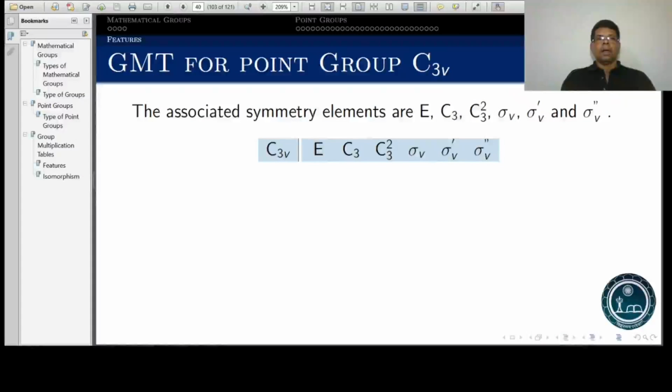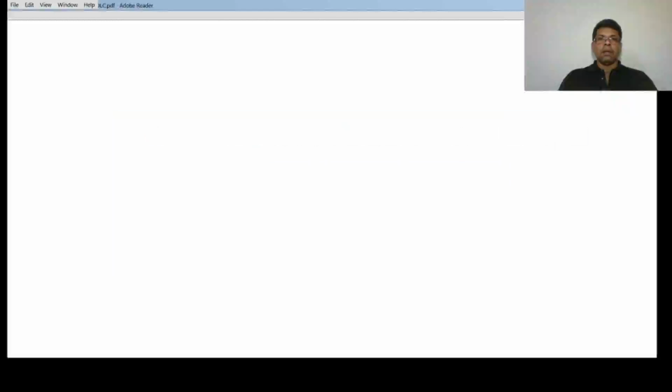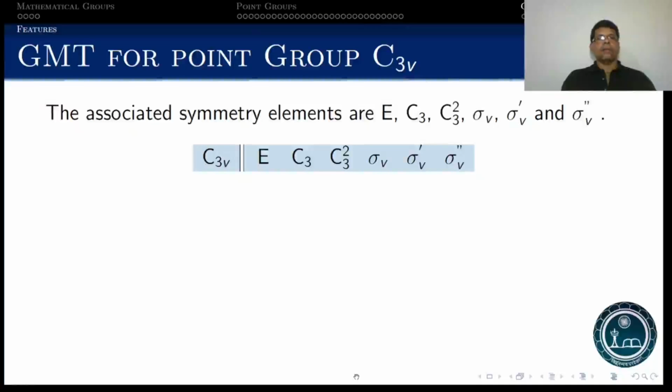So, let me take the slides. The best example for C3V is nothing but the ammonia molecule. Let me construct the table. The symmetry elements for an ammonia-like molecule, a C3V point group molecule, are E, that is the identity element, C3, then C3 square, then sigma V, sigma V dash, sigma V2 dash. Okay, C3V.